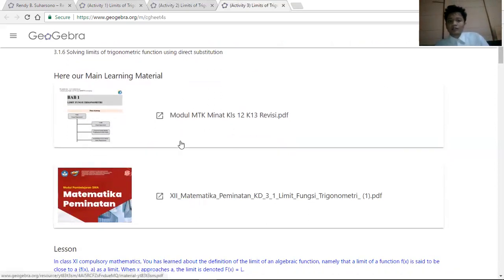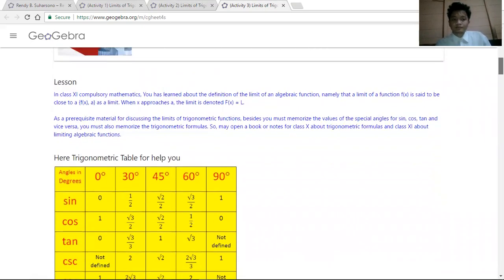Here is the main learning material. Listen. In class 10 and class 11 mathematics, you have learned about the definition of the limit of an algebraic function, namely that the function is said to approach a limit L when x approaches a, denoted as the limit of f(x) equals L.